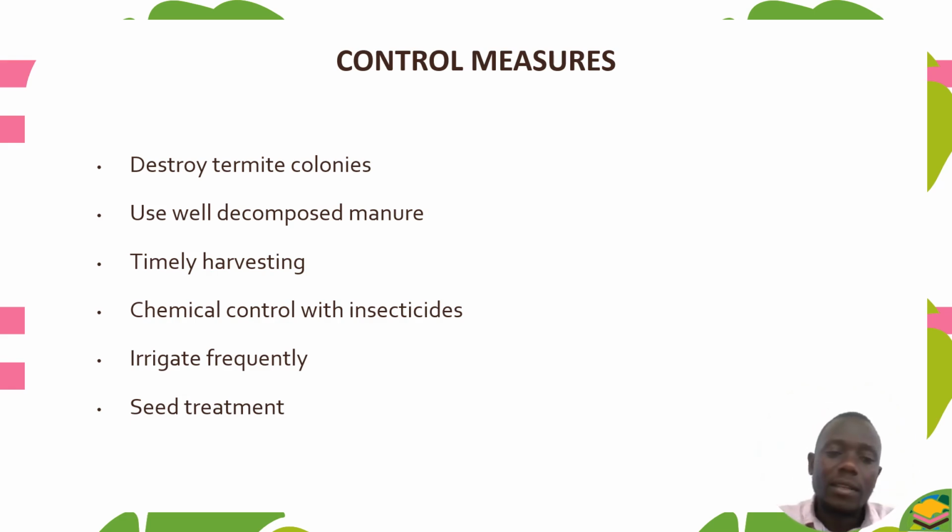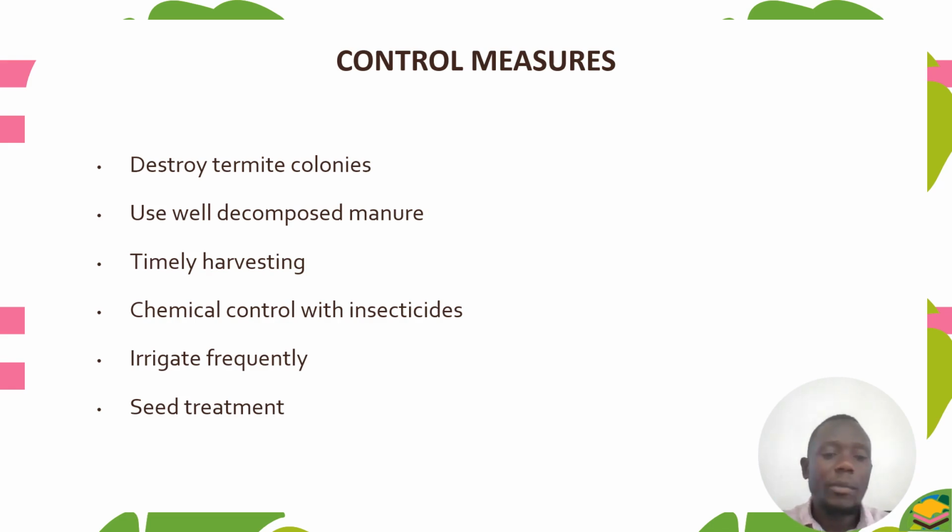Then there is use of well decomposed manure. If you are using manure, you need to use well decomposed manure. If you are not using well decomposed manure, it means we're encouraging the termites. Then talk of timely harvesting. You have to harvest in time, because if you don't harvest in time, the termites will destroy the crops.